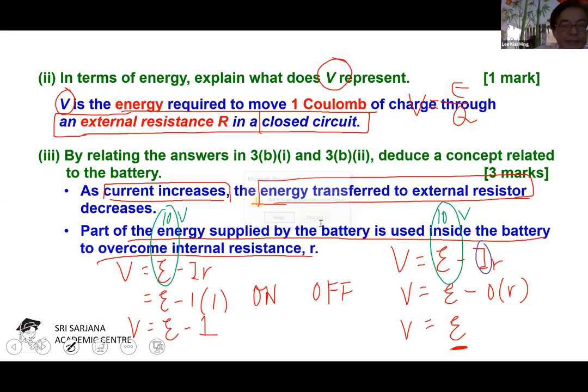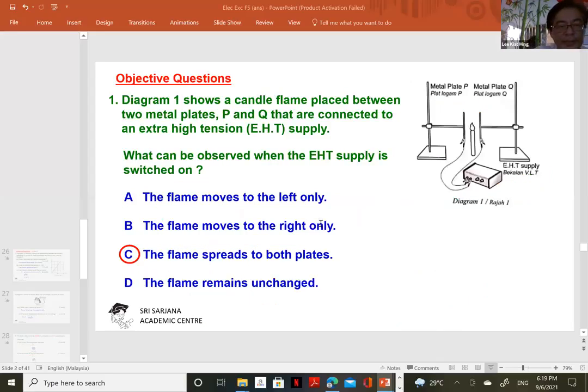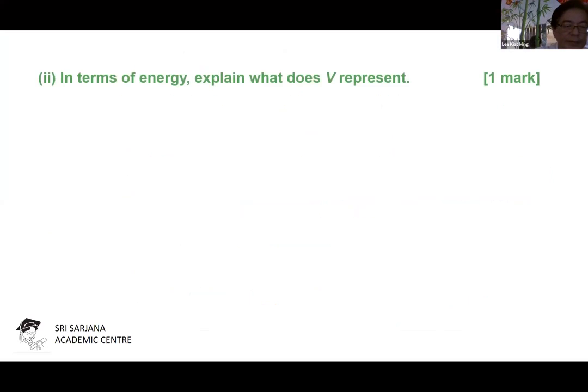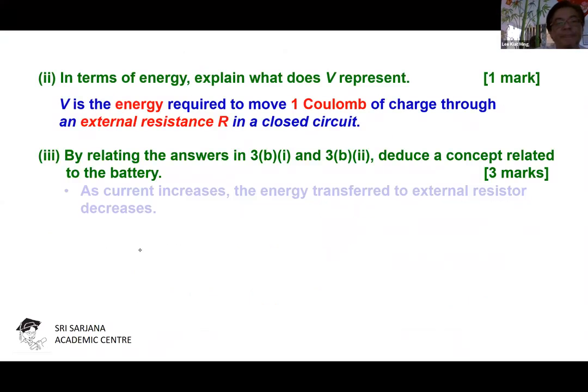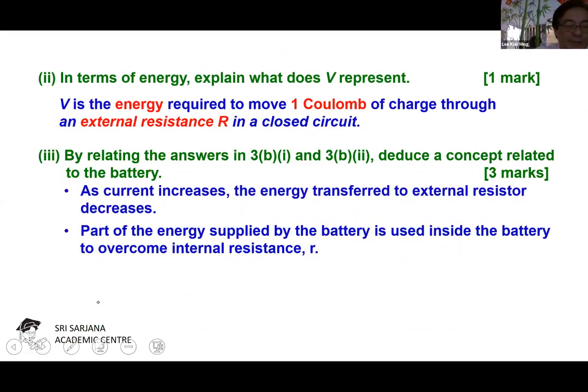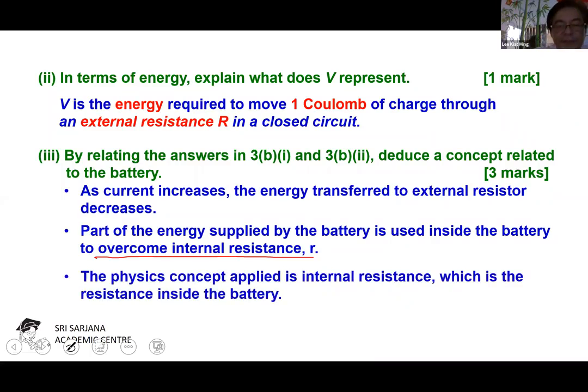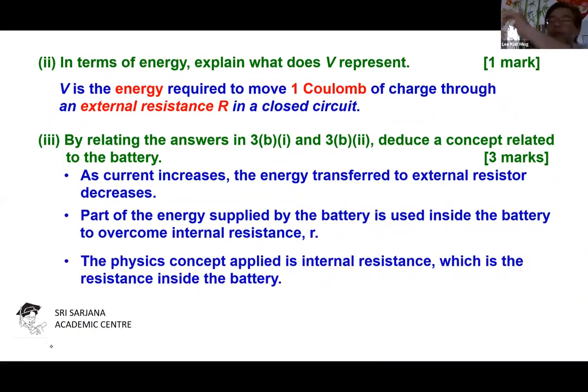So I need to come back. I'm going to repeat what I mentioned just now. Part of the energy is used to overcome internal resistance. So the concept used is actually the concept of internal resistance. The physics concept applied is internal resistance, which is the resistance inside the dry cell or the battery. Clear?